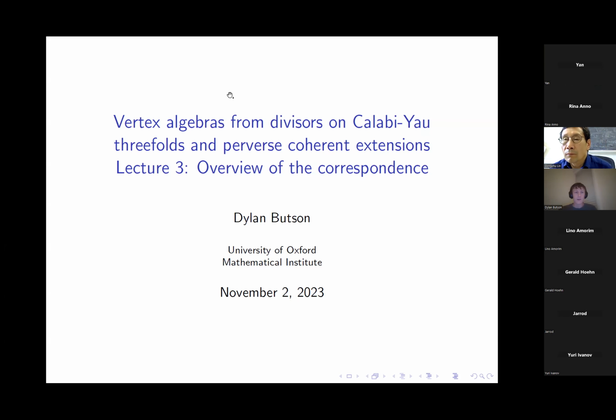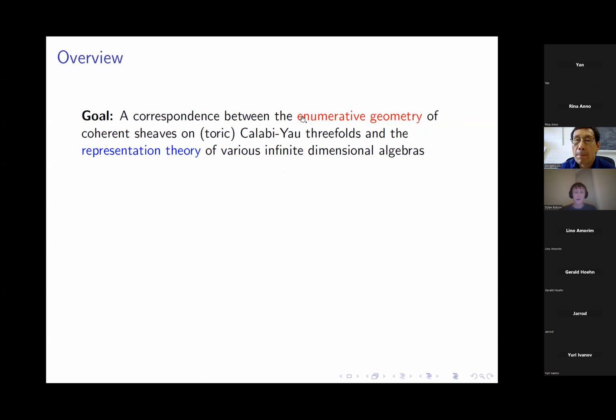So today we're going to give an overview of the correspondence, and I'm going to repeat a few of the things I've said in previous lectures in case anyone wasn't here for those, and just to remind you of the goal. So the goal of the lecture series and of today's talk, which will be a summary of the main points, is to explain a correspondence between the enumerative geometry of coherent sheaves on, for now, just toric Calabi-Yau threefolds, and the representation theory of various infinite dimensional algebras.